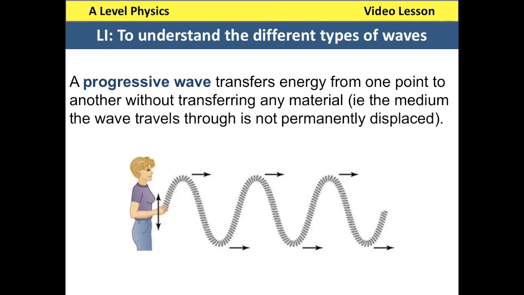Again, you could model a progressive wave like this lady is doing for us here. She's moving a slinky up and down, and of course each of the individual coils of the slinky stays roughly in the same place. It just oscillates, but the energy is sent all the way along the slinky.